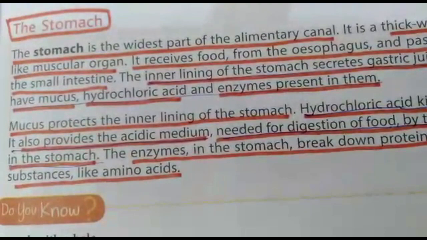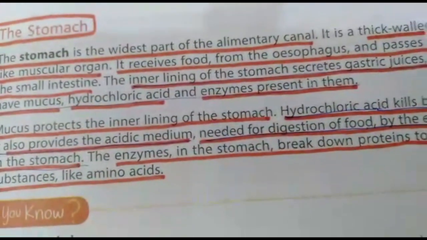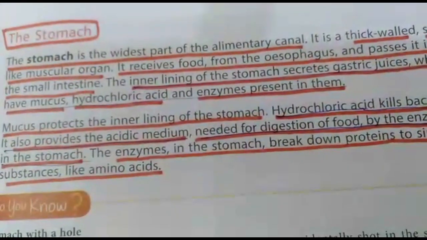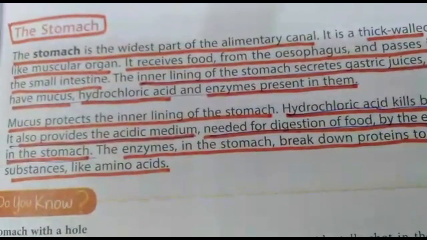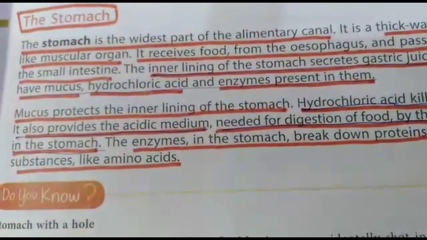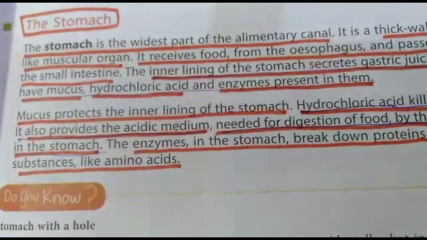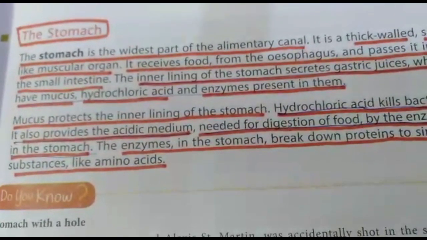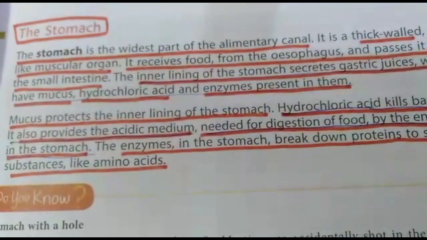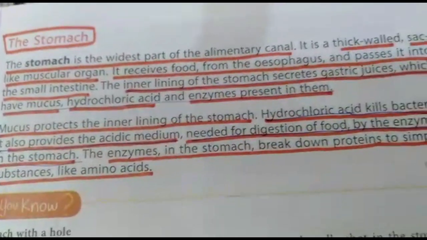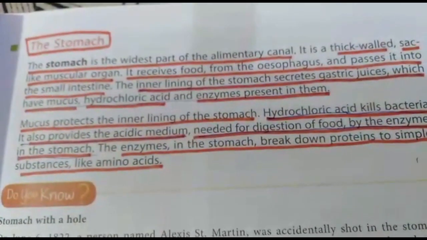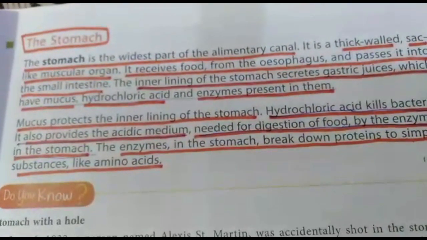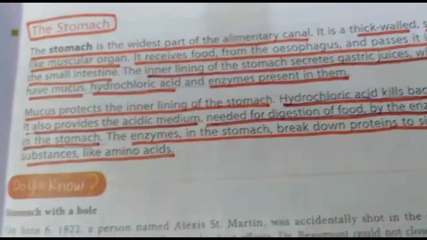The inner linings of the stomach secrete gastric juices, which have mucus, hydrochloric acid and enzymes. What does the mucus do? Mucus protects the inner lining of the stomach. Hydrochloric acid kills the bacteria and provides an acidic medium that is important for the digestion of the food. And enzymes in the stomach break down proteins into simpler substances like amino acids.